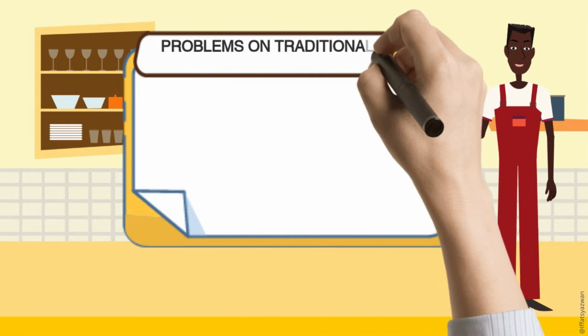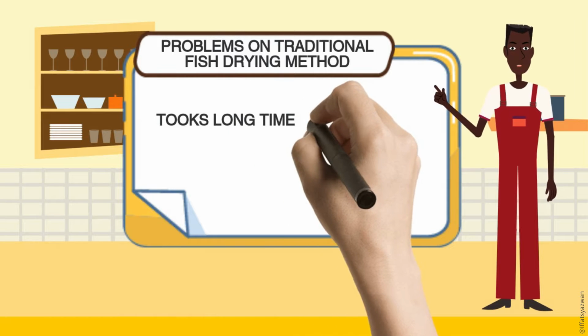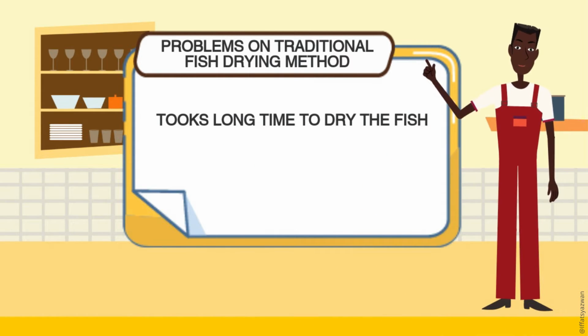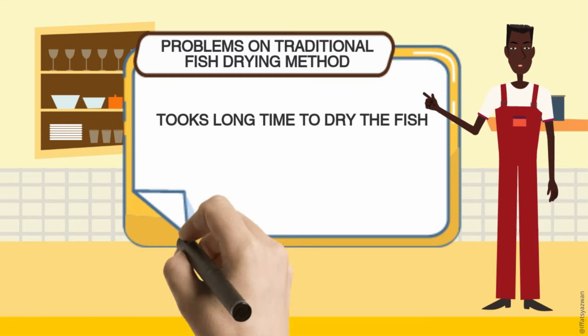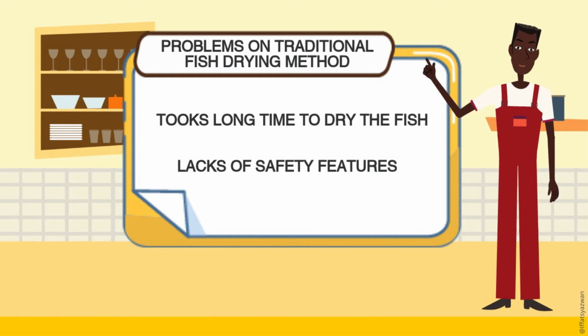Ollie also identified other problems with this traditional drying method. This traditional fish drying method takes quite a long time, up to 3 days for complete drying, due to the volatile sunlight heat temperature factor. Next, this traditional drying method also lacks safety features to ensure the safety of workers and products.